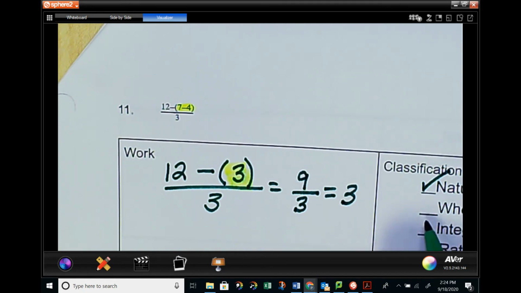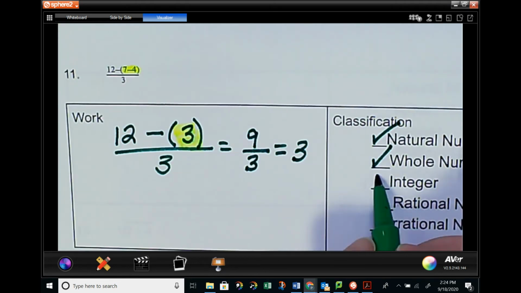So a 3 is a natural number. If it's natural, then it's whole. If it's whole, then it's an integer. If it's an integer, then it's rational.